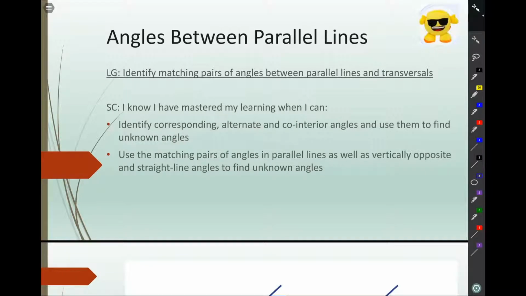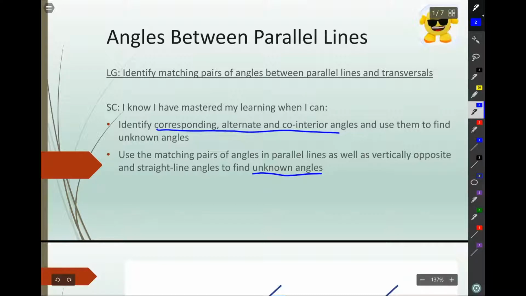Hello everyone. Our last set of lessons in this unit are going to be talking about angles between parallel lines. And these next three lessons are going to work the same way as the first set of lessons we did in this unit. I want you to have this one title and learning goal and set of success criteria. And we're going to take one video each to look at these different sets of angles in between parallel lines. And then what we're going to use them for when we're done is to find unknown angles.